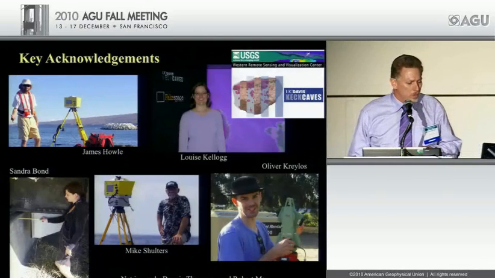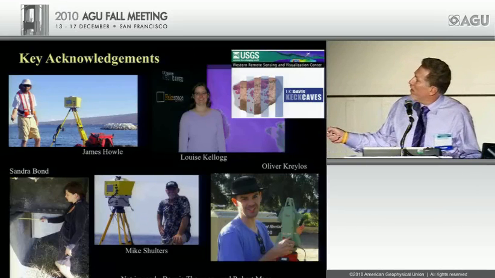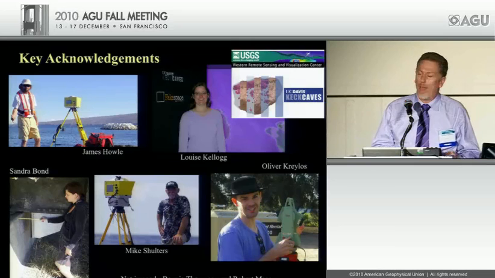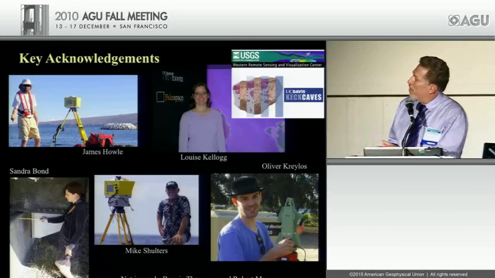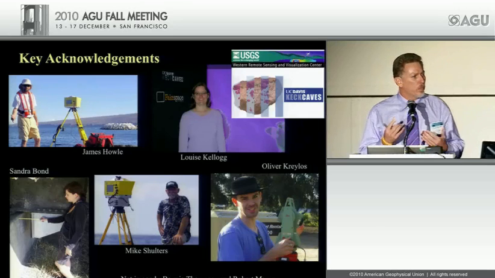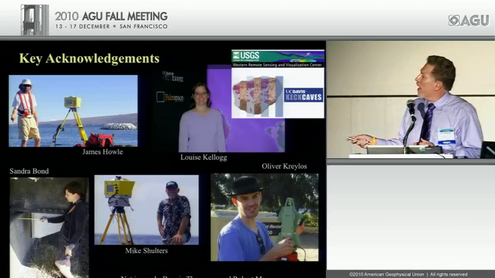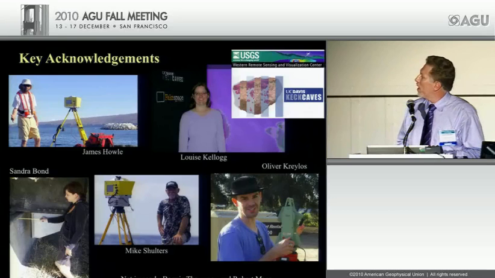With any group, it takes a number of people to make things work out. Jim Hell is my field guy extraordinaire, mountain goat. Sandra Bond is able to sit down for weeks on end processing data to get as much as we can out of that. We're still in evolving technology. We've got a number of years before the technology is mature, and Sandra's been leading the forefront with the processing.